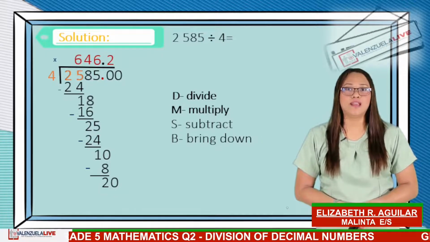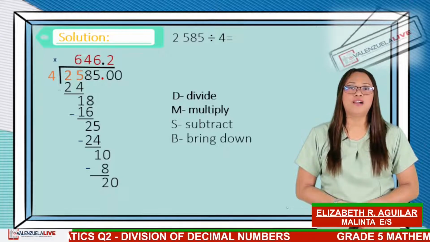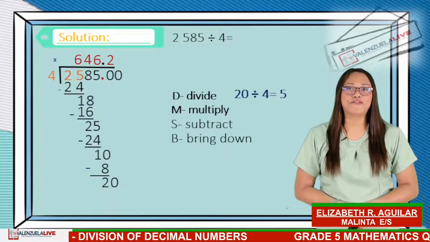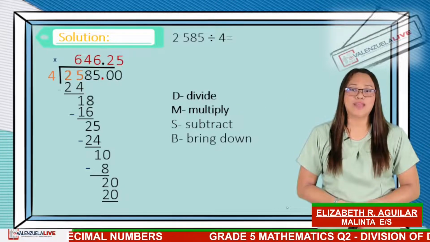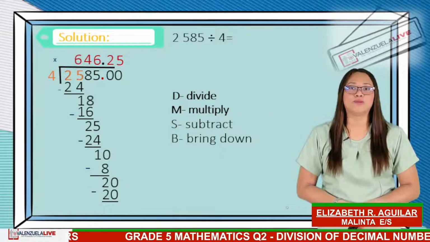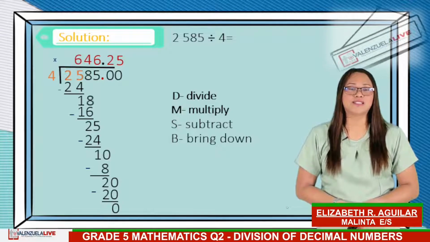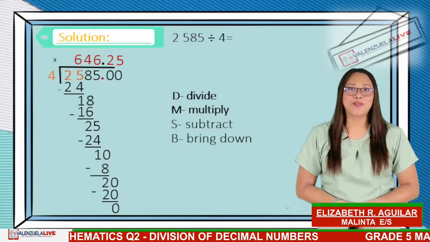So it became 20. So 20 divided by 4 is equal to 5. Then 5 times 4 is equal to 20. Then subtract. 20 minus 20 is equal to 0. So this time our remainder is already 0. So we can stop.